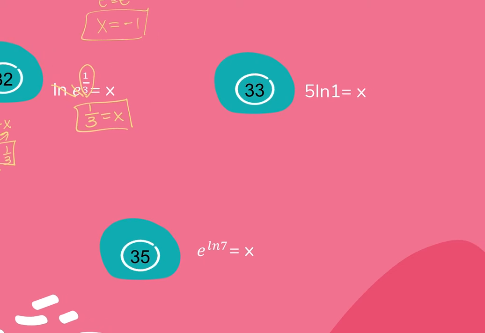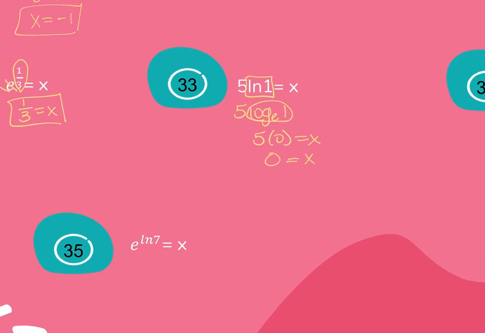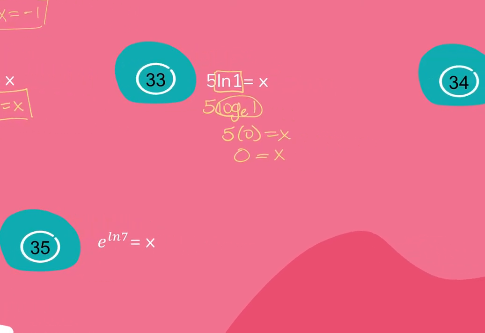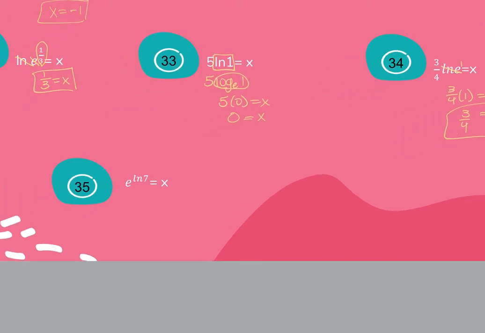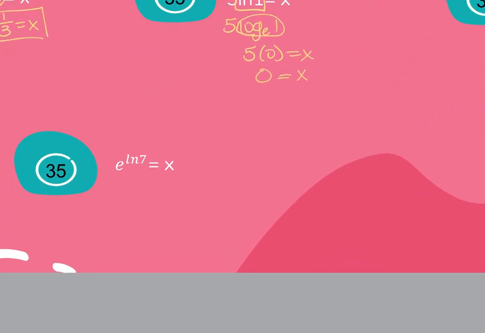33, ln of e to the 1. So this here is 0 because log base e of 1, this is 0. 5 times 0 would give you 0 for x. 34, ln of e cancels, giving you 1. 3/4 times 1 is x, which is 3/4. And 35, e to the ln of 7. This is the same thing as log base e, and then the bases are the same, so we cancel them out. And I'd get x equals 7.